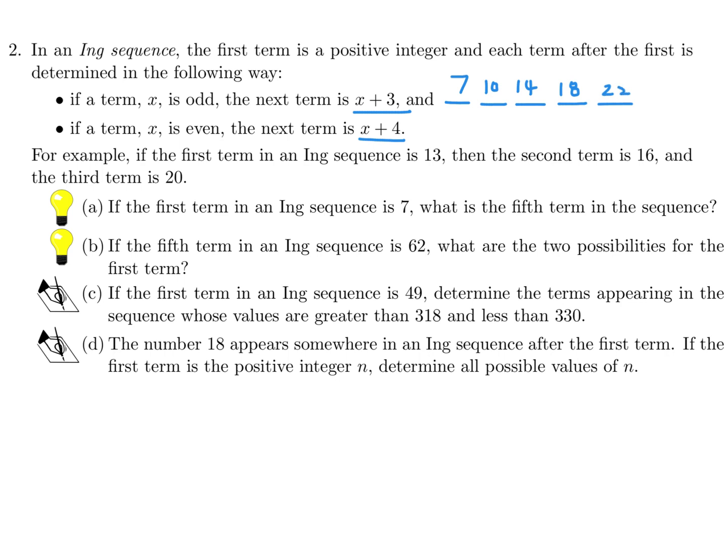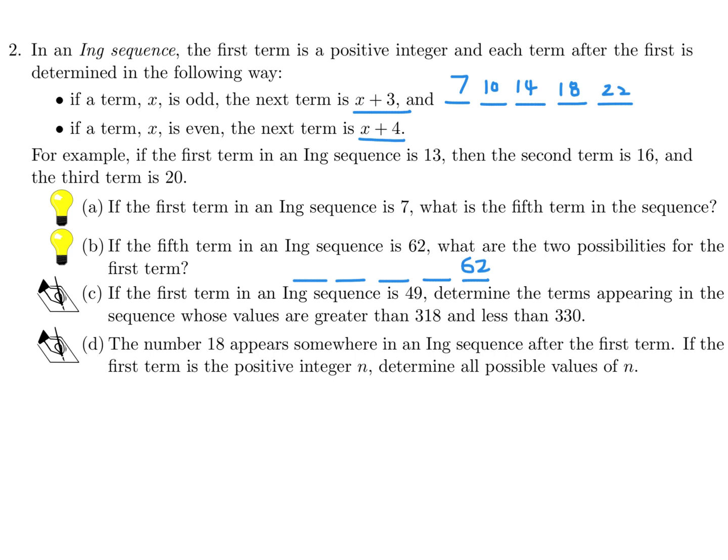If the fifth term in an ing sequence is 62, what are the two possibilities for the first term? Okay, so 62. Now, in order to get 62, oh, okay, so we're going backwards here. Oh, okay, I got it.